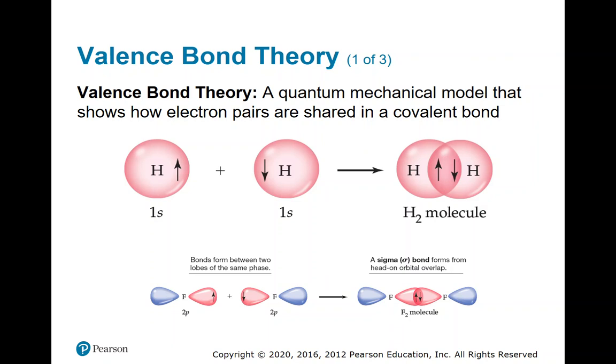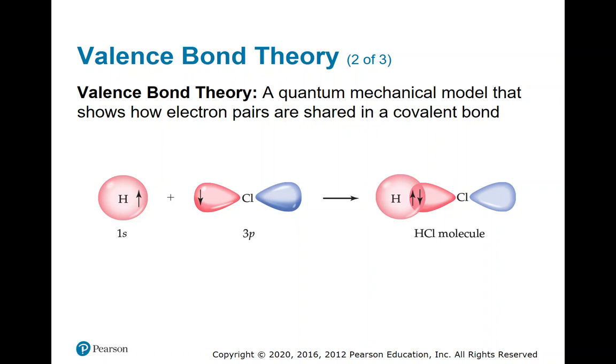Now in both of these examples, we form what's called a sigma bond. This is a lowercase Greek letter sigma, and a sigma bond is basically any bond that forms when we have head-on orbital overlap. In other words, when the orbitals directly overlap with each other to form a bonding pair of electrons. So this is all well and good for these simple molecules.